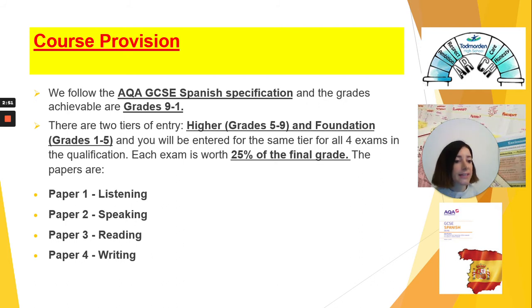GCSE Spanish is quite interesting in that it has 2 tiers of entry, and we won't make a decision as to which tier you will go for until quite late on into Year 11. So we cover everything to ensure that you're able to access both tiers. If you study higher, then you will have access to grades 5 up to 9, whereas if you take the foundation tier, it's grades 1 to 5.